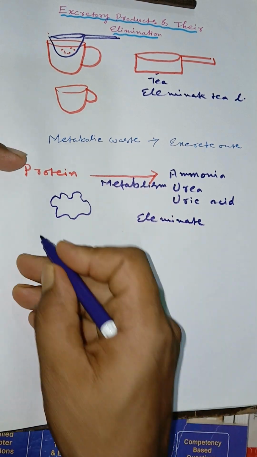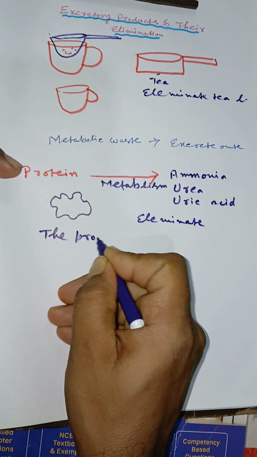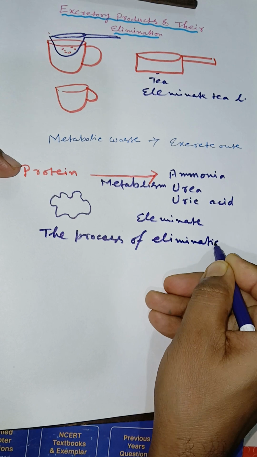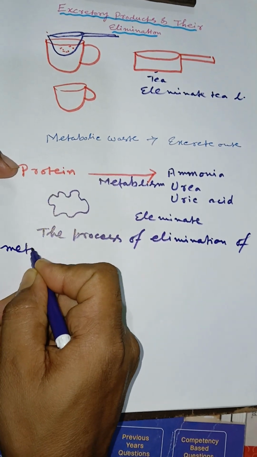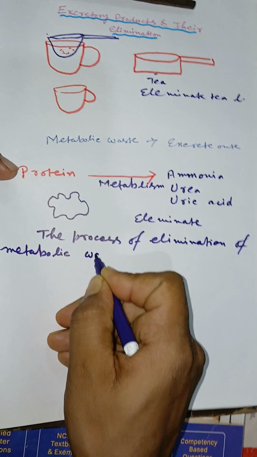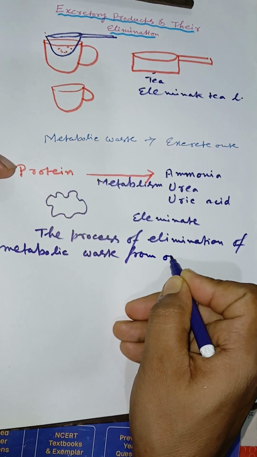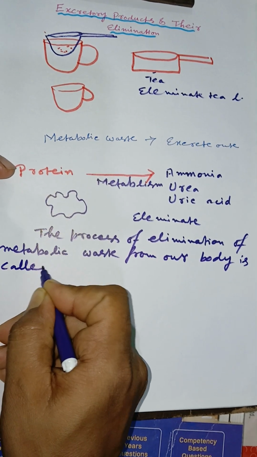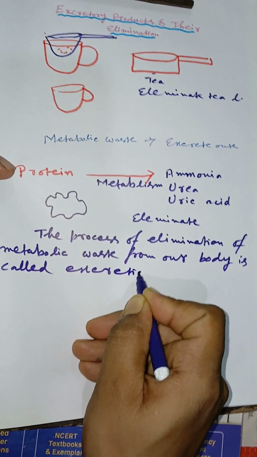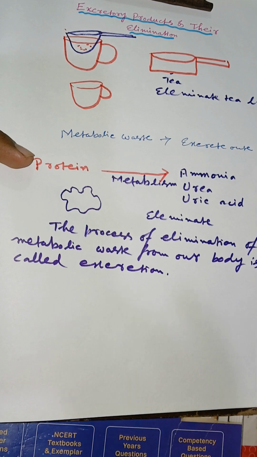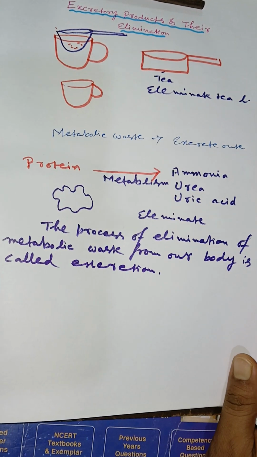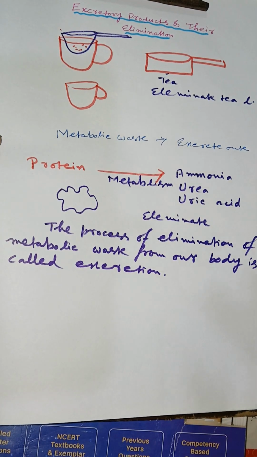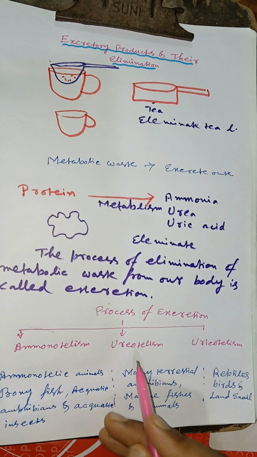And the process of elimination of metabolic waste from our body is called excretion. Okay, so you understood what is called excretion, and all of you know in our body there is the excretory system, and the function of this excretory system is to eliminate the excretory products.